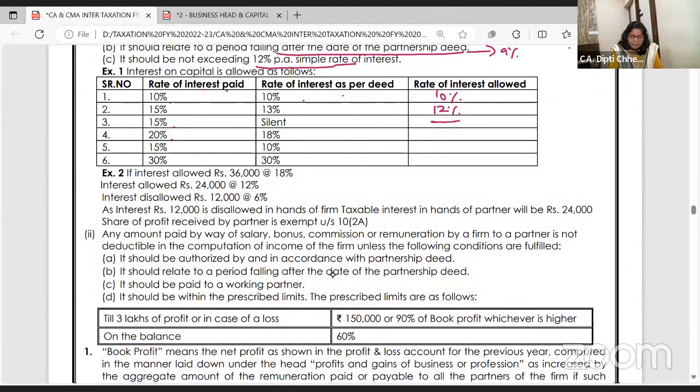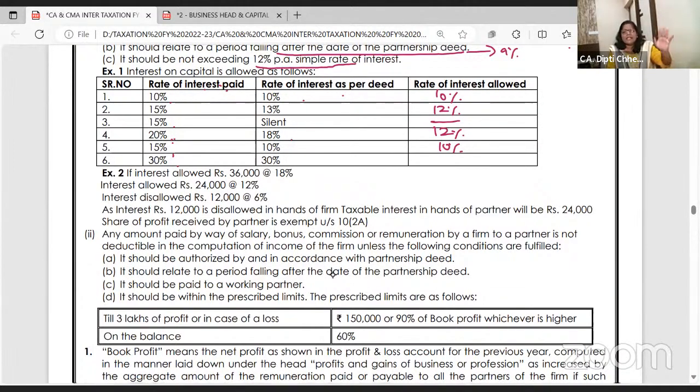Chalo. Interest paid is how much? 20%. In the deed, how much? 18. Then how much will be allowed? 12. More than 12 is not allowed at all. You have paid 15, but in the deed it is 10%, so 10%. Up to 12 is allowed, but you cannot exceed what is there in the deed. You have paid 30%. In the deed also, smartly, you have written 30%.